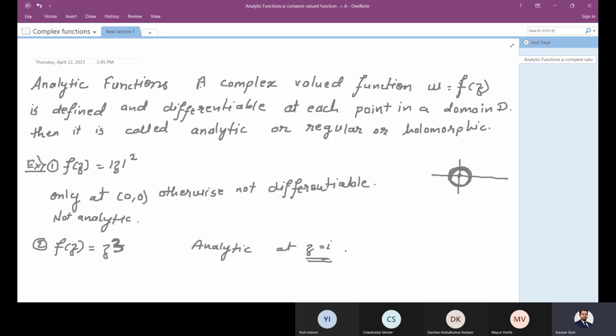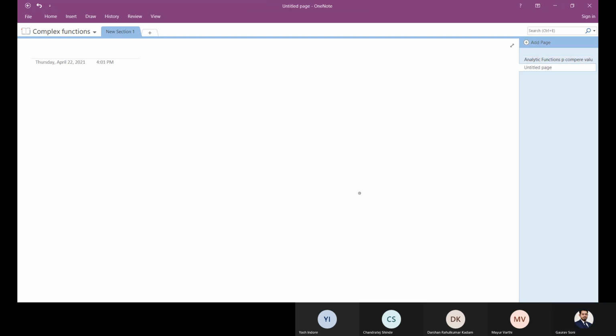It is not actually a convenient way of doing it. So what is done is, there is a theorem which talks about the analyticity of a function using just two conditions. I will write down the theorem.